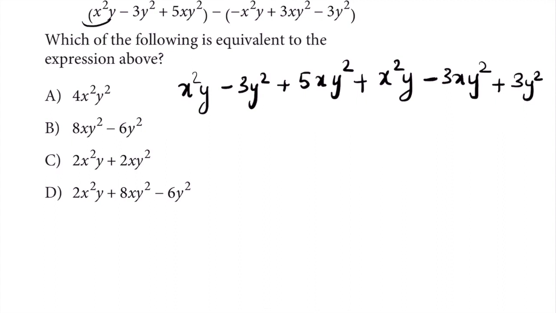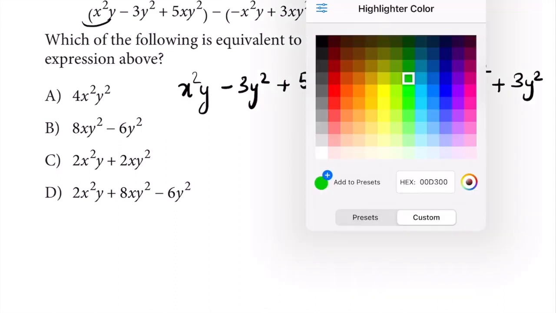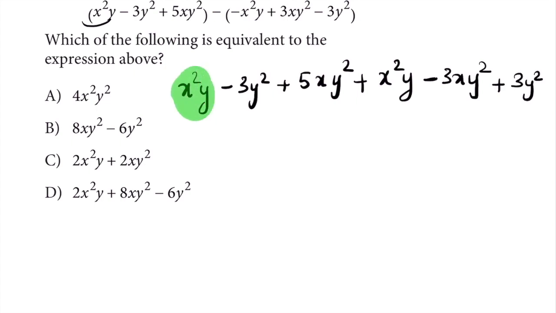Now just see which are like terms. I'm marking the like terms with the same colors. This is x square y and this is minus 3xy square. Sorry, they are not like terms. This x square y and this x square y are like terms. And this minus 3y square and plus 3y square are like terms. And 5xy square and minus 3xy square are like terms. So you have to add up the like terms. What is x square y plus x square y? You have 2x square y.